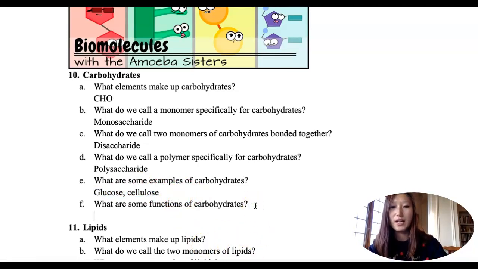Functions of carbohydrates. So carbohydrate is good for storage of energy, especially short-term storage of energy, because usually if you have long-term storage of energy, that would be lipid. And carbohydrate is also used to build cell structure and things like that.